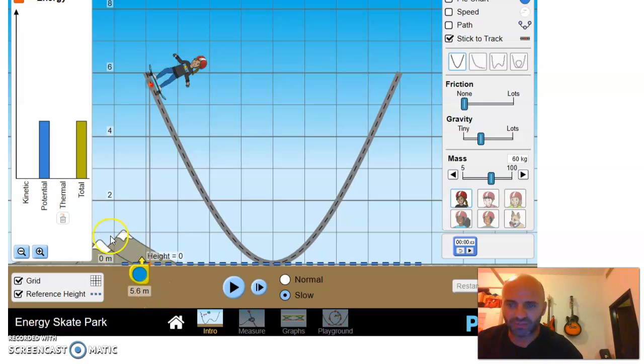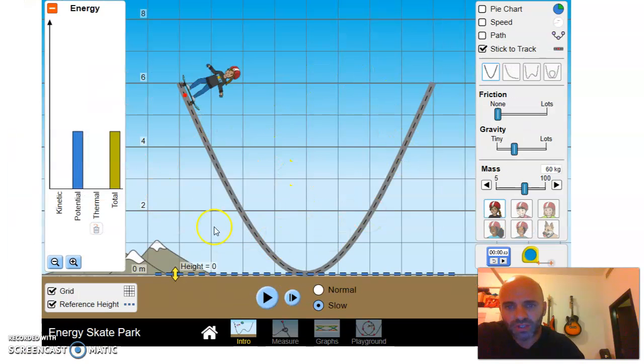Now, you don't have to pick 5.6 meters, you can pick a different height if you wish. It doesn't really make a difference. This part is just about observing. I'm just going to make a little mental note that she's 5.6 meters above the ground before I press play. And of course, the point behind all of this is to understand a bit more about the conservation of energy, in particular mechanical energy, which is gravitational potential energy and kinetic energy.